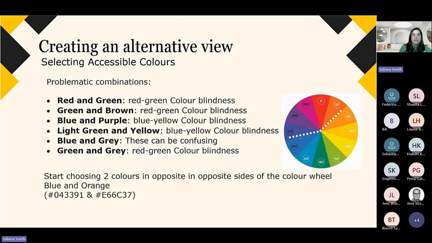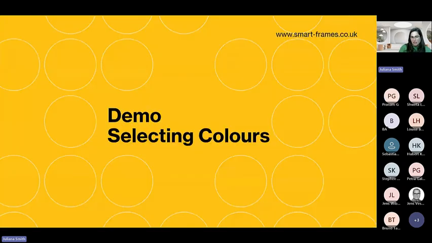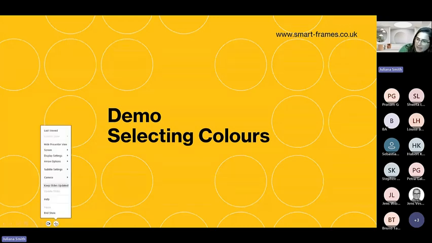If you have to start choosing colors from zero, you don't have a color palette, I would definitely recommend selecting 2 colors in opposite sides of the color wheel. Of course, avoiding the problematic combinations, because you can see here the red and green are in opposite sides of the color wheel, but it's considered a problematic combination. So I usually select a navy, dark blue, and orange to get started. And now we're going to look into how we can select some accessible colors.